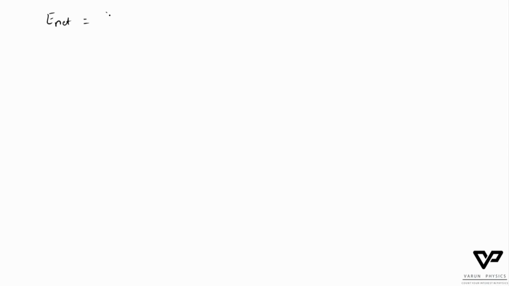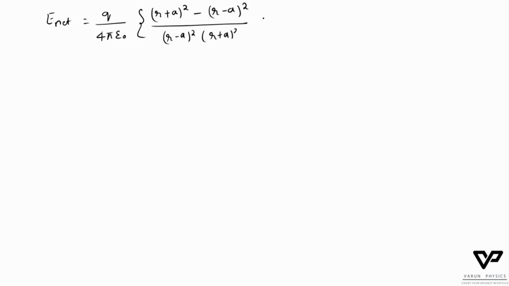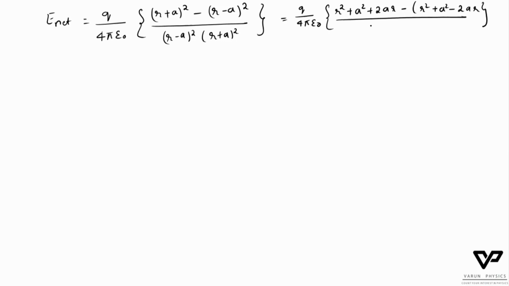E net is equal to Q by 4 pi epsilon naught into (R plus A) whole square minus (R minus A) whole square, divided by (R minus A) whole square into (R plus A) whole square. So this can be written as Q by 4 pi epsilon naught into R square plus A square plus 2AR minus (R square plus A square minus 2AR), divided by (R square minus A square) whole square. This is what I have already discussed, why I am writing this formula, as the identity in the basics.